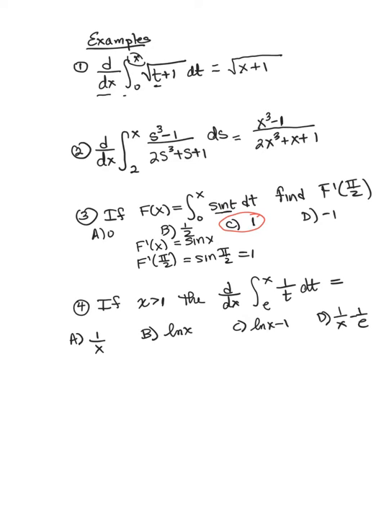In number 4, notice they say x is greater than 1. Okay, so x is some number greater than 1. Notice the lower limit of integration is e, which is in the domain for 1 over t. And the derivative of this would simply be natural log of the absolute value of x, but because they define x to be greater than 1, we don't need the absolute value. If they didn't do that, we would need it, and the correct choice is B.